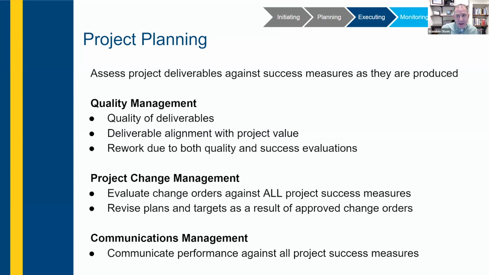And the communication management piece of executing. As we communicate the project status to all of our stakeholders, it shouldn't just be, are we delivering the scope? Is it on time? Is it on budget? Those simple operational efficiency measures, but also how are we working towards those KPIs of organizational success? Are we on track to be able to produce the value that we're expecting to produce? That should now be part of our project communications.